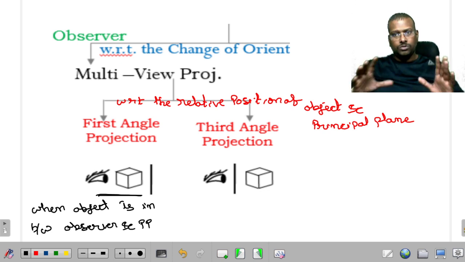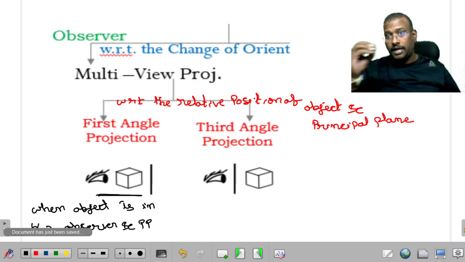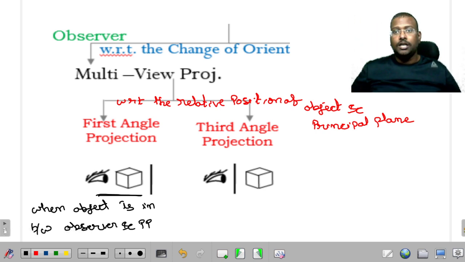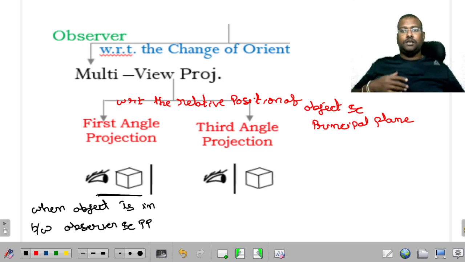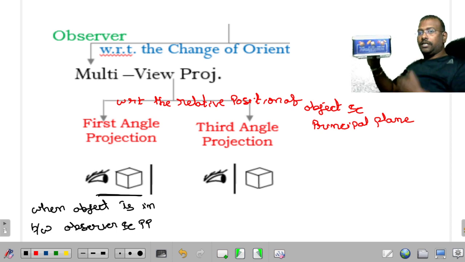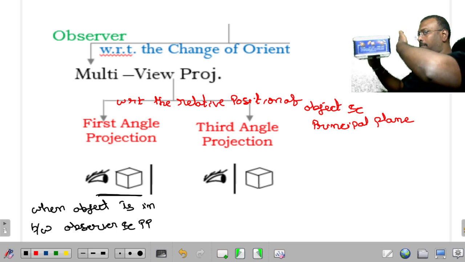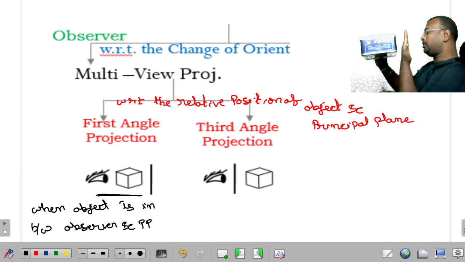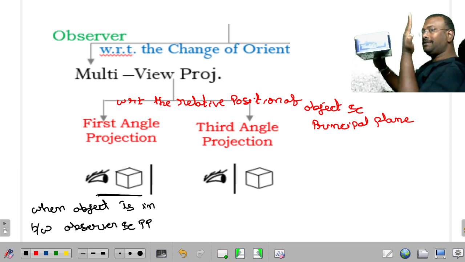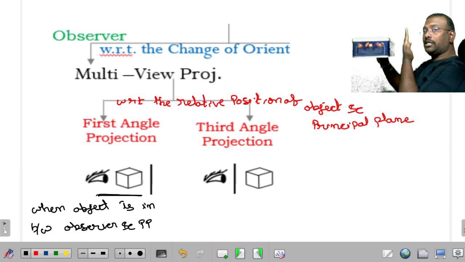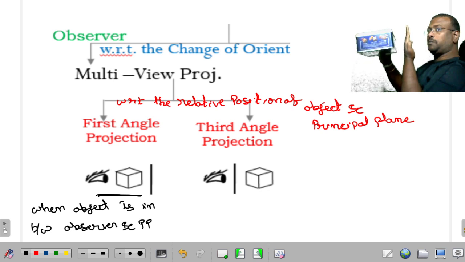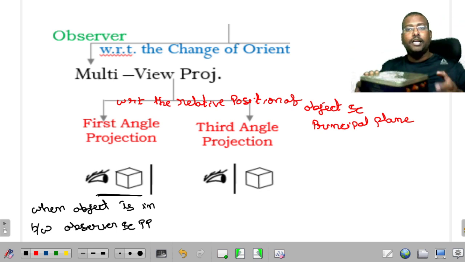Okay. Now, I am only giving the positions, but the rays are different. Rays are diverging in a cinema theater, but let us consider they are parallel. That is the situation. Now what about the third angle projection? Here, let us consider I am the observer. This is the object. If I place the principal plane here, all of you observe, this is the principal plane. If the principal plane is in between the object and the observer, then it is called third angle projection.